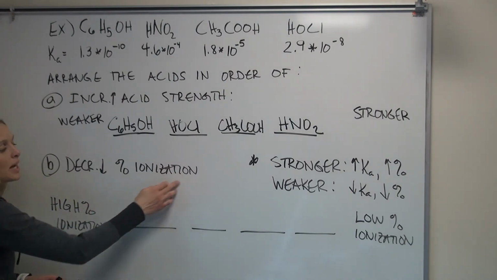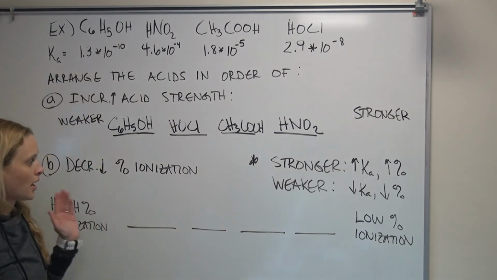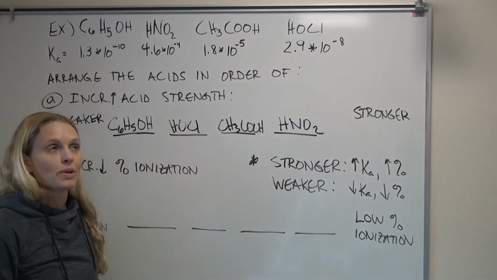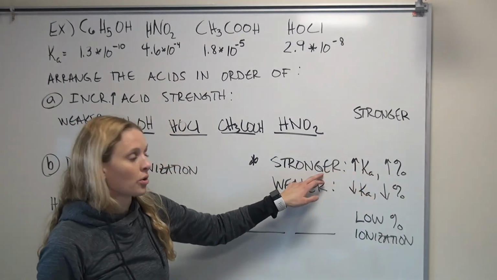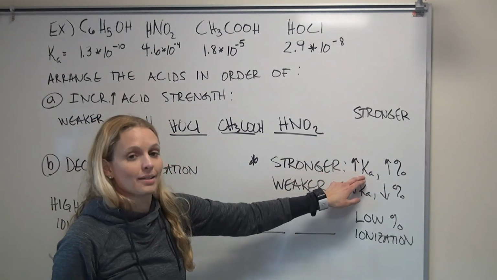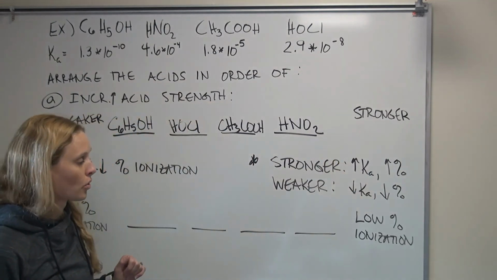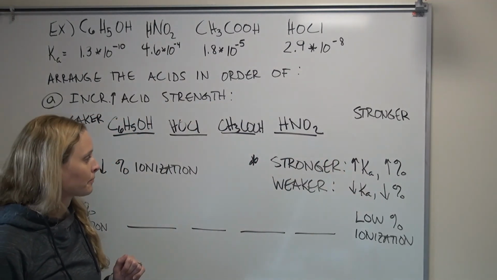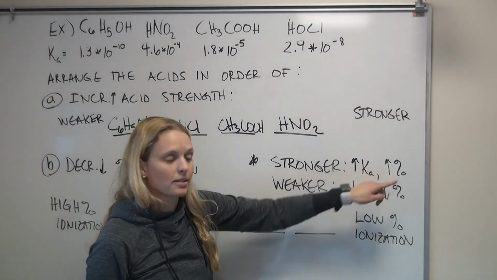All right, so the next question says, now we're going to rank them decreasing in percent ionization. Okay, so remember percent ionization, if we think what a strong acid is, a strong acid 100% dissociates. So an acid that has a high percent dissociation is stronger. And likewise, it also has a higher Ka number because it lies more to the product side. So the numerator on the equilibrium constant will be higher. Okay, so the stronger the acid, the higher the percent ionization.